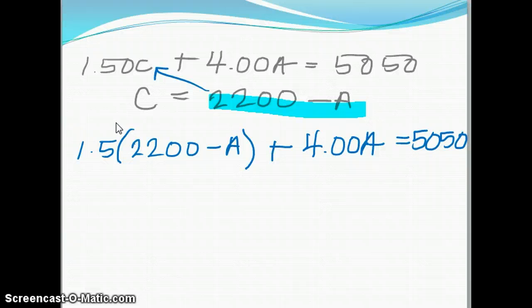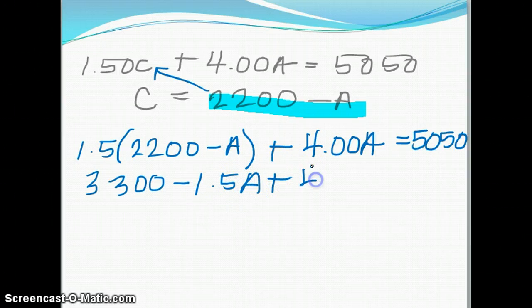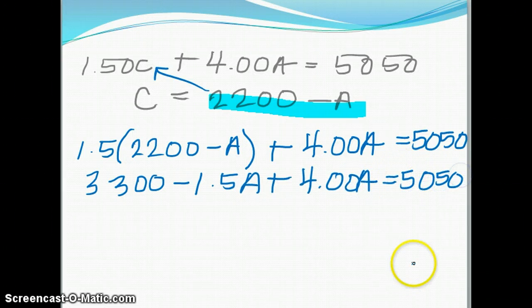And so we're just going to go through. We're going to multiply 1.5 times the 2,220 people. We get 3,300 minus 1.5 adults. We're distributing there, plus $4 times the adult will give us the 5,050.